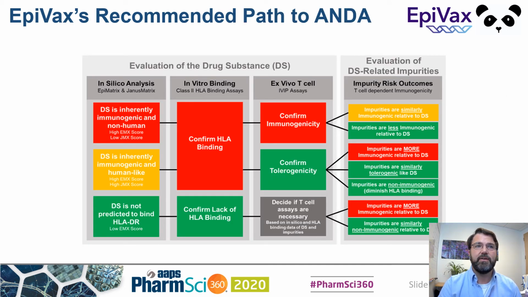And so we have our recommended path here. We always want to start with the in silico analysis, looking at both your API and the impurities. So we have a situation like salmon calcitonin, where the API is very immunogenic and non-human, or we have a situation where it's more human-like. So we want to look at those epitopes, and then we want to confirm that those predicted epitopes can actually bind in our HLA binding assays.